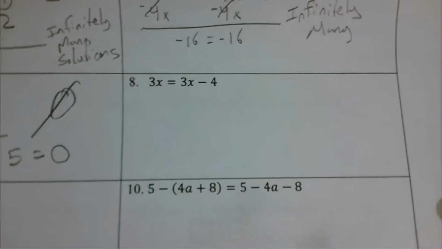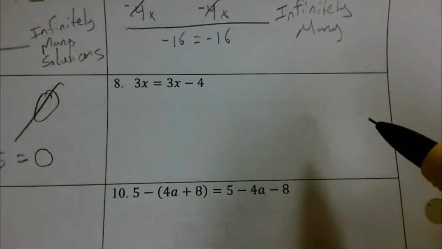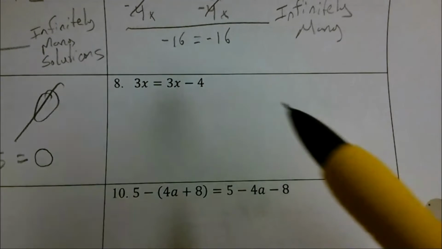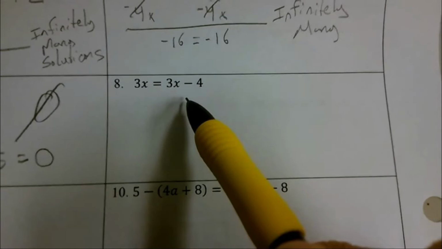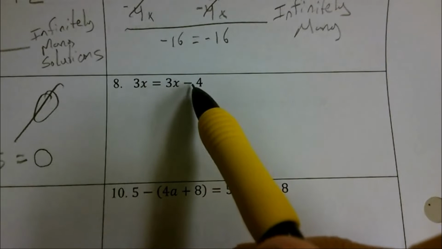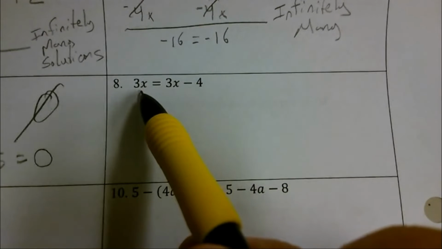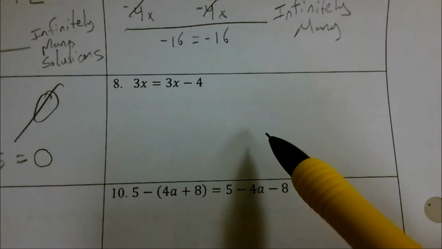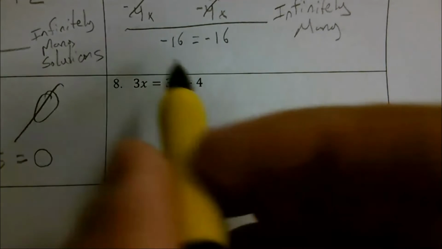Number 8. And number 8's sort of like number 3, sorry, the first one we did, where you can't take a number and subtract 4 from it and have it be that same number you started with. So I already know before I start this one that it's going to be a no solution, but let's just show our work for it.